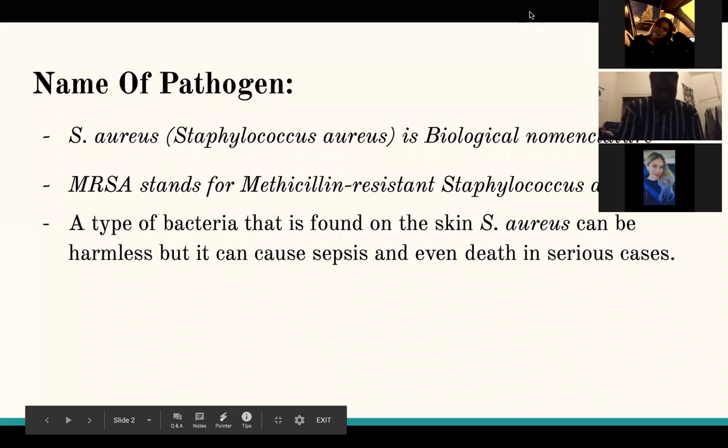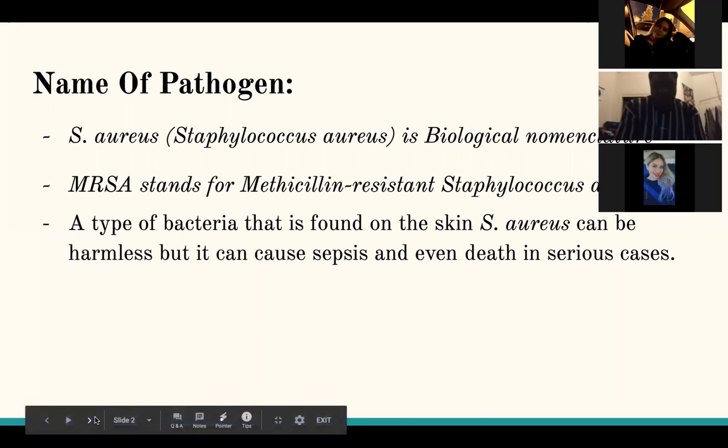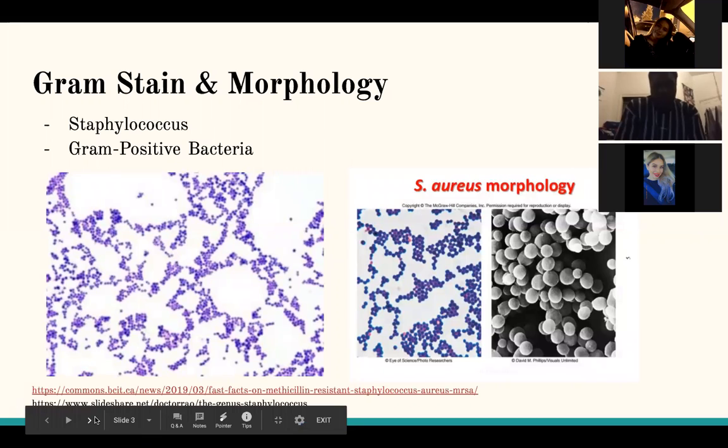So the name of our pathogen is S. aureus, which stands for Staphylococcus aureus. It is a biological nomenclature and is a type of bacteria found on the skin. It sometimes can be harmless, but it can cause sepsis and even death in serious cases. Here's a picture of the gram stain and the morphology, which is basically a staphylococcus, and it's a gram-positive bacteria.